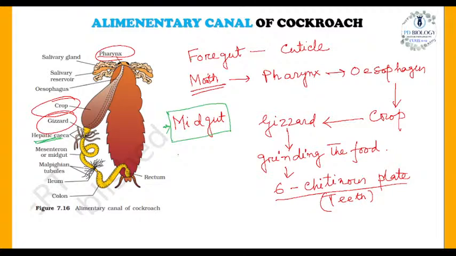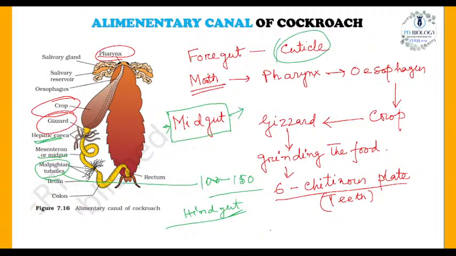At the junction of midgut and hindgut, there are 100 to 150 yellow colored Malpighian tubules. So that is 100 to 150 in number. Next, the hindgut. The hindgut is broader than the midgut and lined internally by cuticle. So the cuticle covers the foregut, but there is no cuticle in midgut, but in hindgut it is covered internally by cuticle.